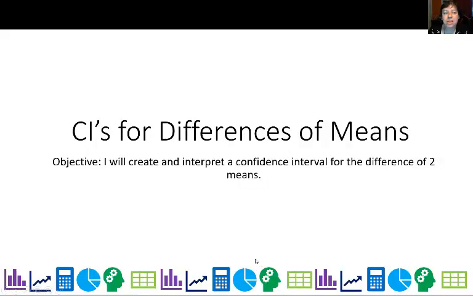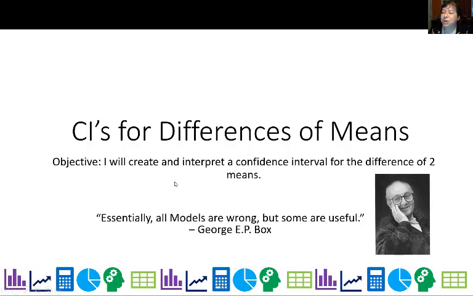Today we're going to look at the confidence intervals for differences of means. So this is going to be very similar to what we did with differences of proportions. And while this isn't a joke, it's a great quote: essentially, all models are wrong, but some are useful. So we'll be using a useful model to approximate the population for differences of means. We'll never get it exactly right, but it's pretty close.